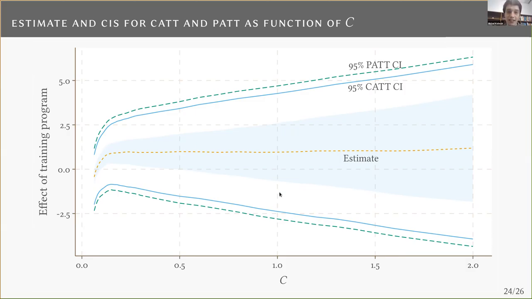So here you can see that about half the width of the confidence interval comes from the bias, and about half of it comes from just sampling variability.